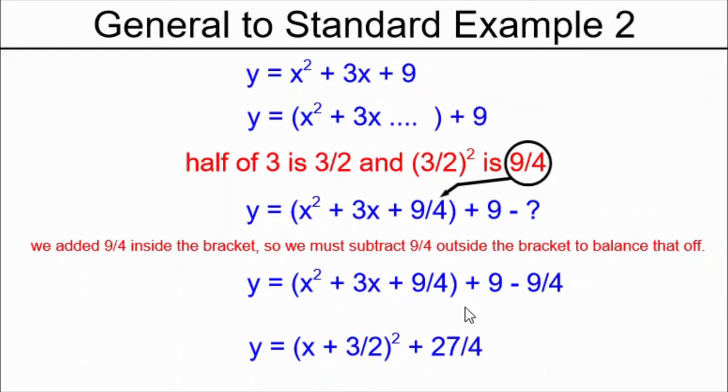What's in the bracket is a perfect square and can be factored easily using the simple trinomial method to get x plus 3 halves times x plus 3 halves. And 9 minus 9 quarters is 27 quarters. The shortcut for the factoring is the value we found when we cut the numerical coefficient of x in half is the value that we put inside the bracket.